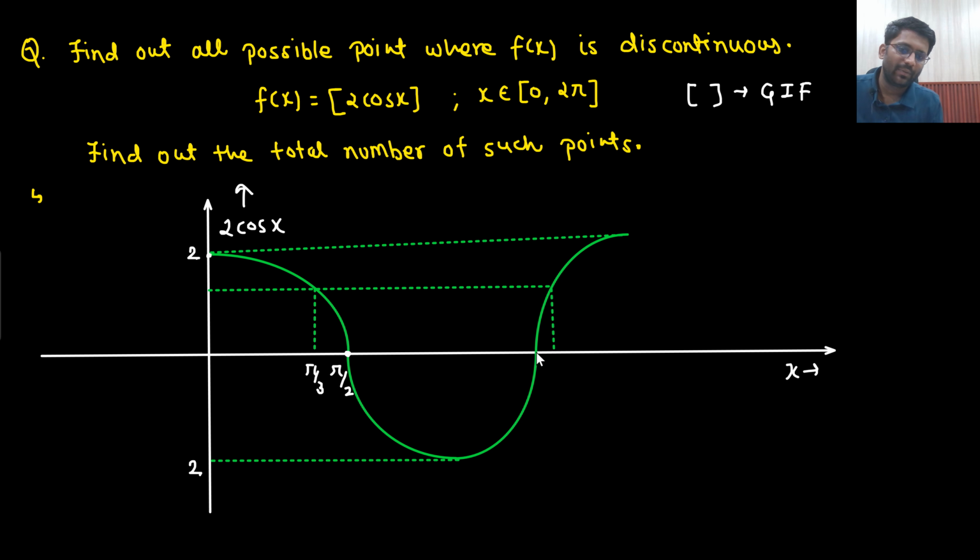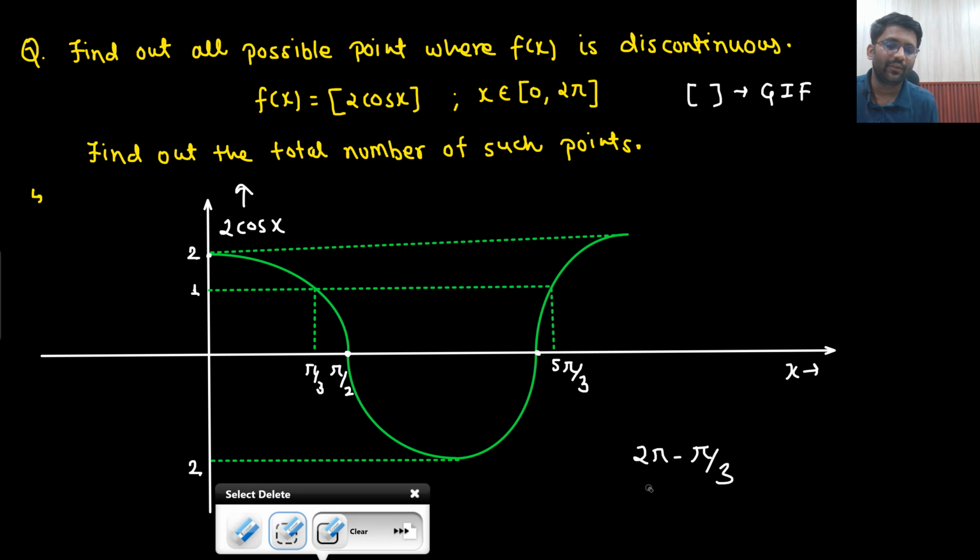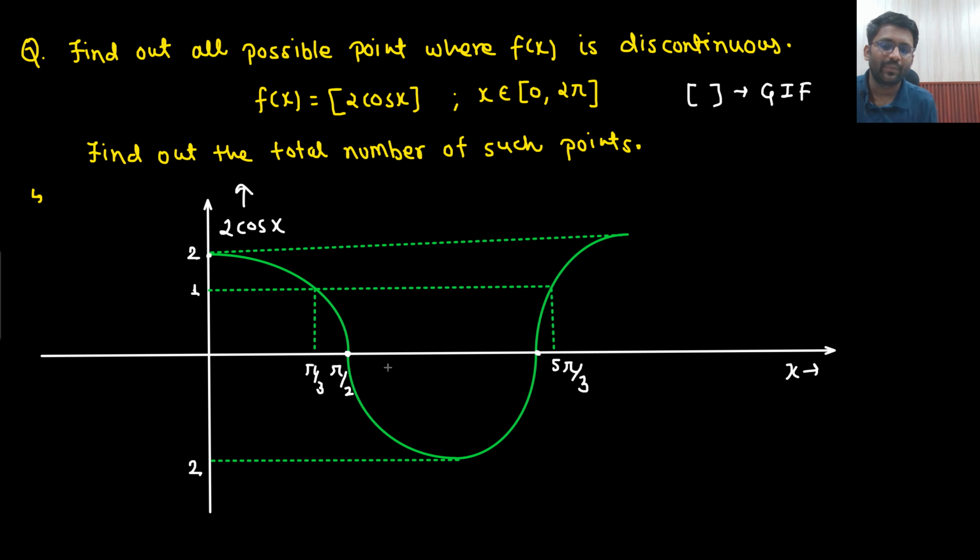And what will this angle be? This is 2 pi minus pi by 3, so this will be 5 pi by 3, because cos of 2 pi minus pi by 3 will also be equal to cos pi by 3 only. So this will be the scenario. Here the value will be 1, and somewhere the value could be minus 1 as well.